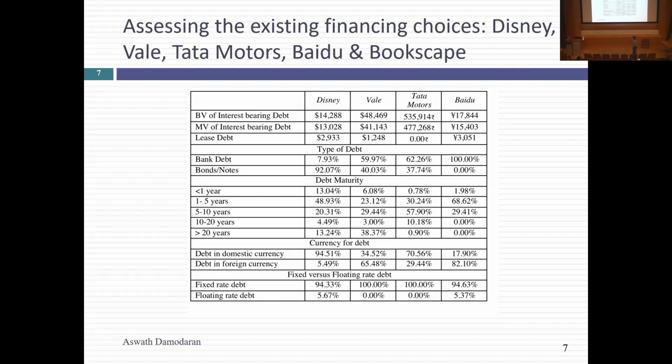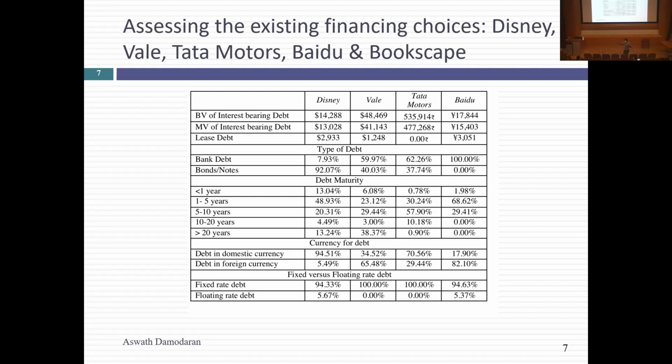If you look at maturity, and I want you to start thinking about, as I describe the maturity, does this make sense for this company? About 49% of Disney's debt is 1 to 5 year maturity. And then there's about 13% of its debt that's very long term. I'm not going to make the judgment yet, but if you think about Disney's mix of businesses, which of their businesses do you think uses that really long term debt?